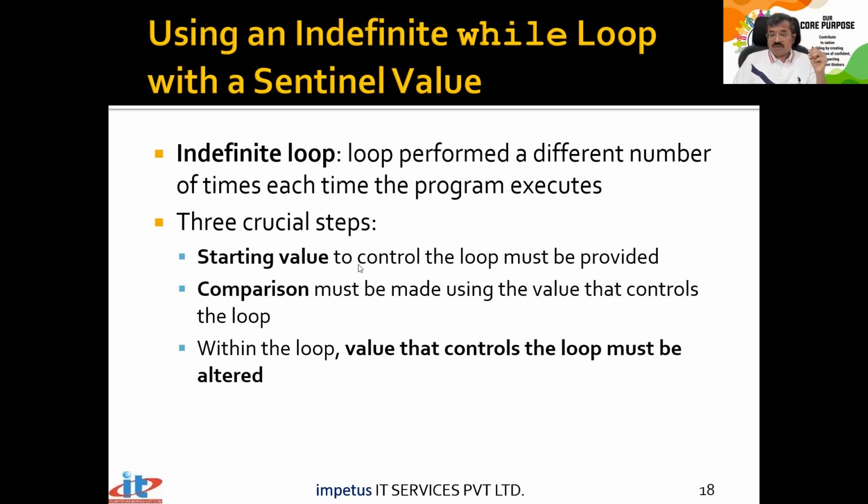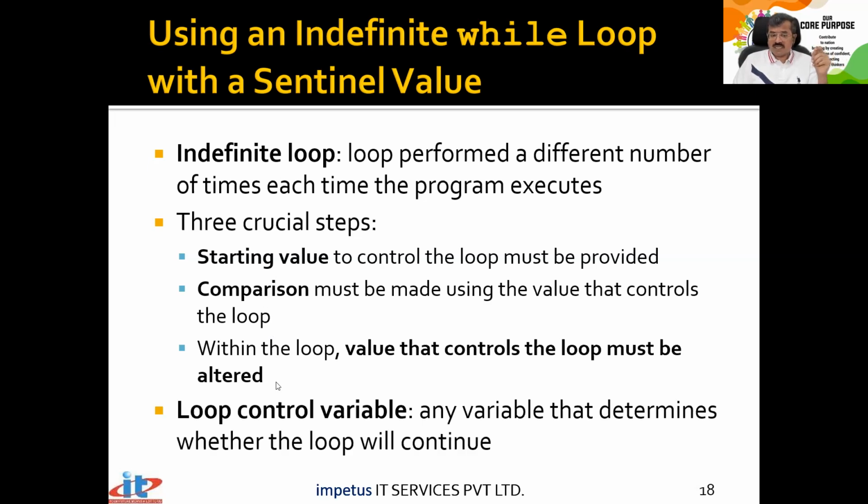So there are 3 crucial steps that we have to follow. A starting value must be provided, which means we have to ensure that the loop condition is true for the first time. Then you have to do some comparison with that loop control variable. And within the loop, the value that controls the loop must be altered. So the value used for comparison should be changed inside the body of the loop. And you have to make provision that the condition will become false at some point of time. In the future, at some point that condition should become false; we have to make that provision.